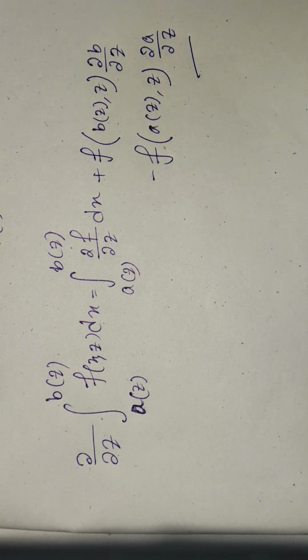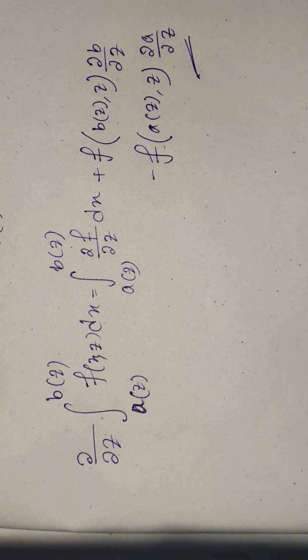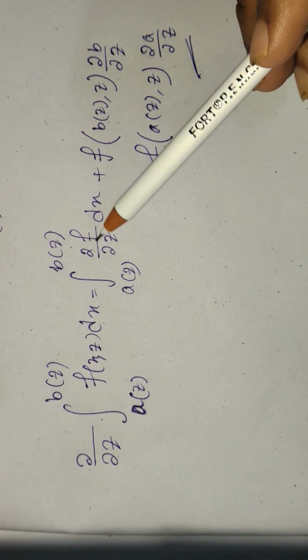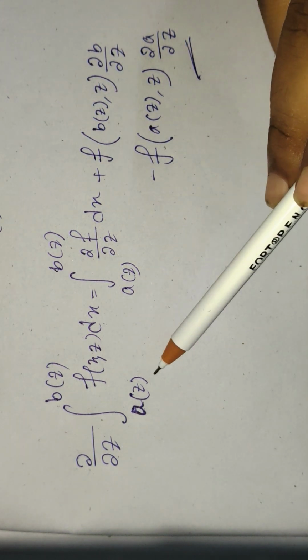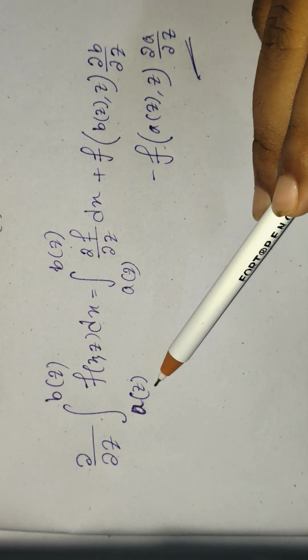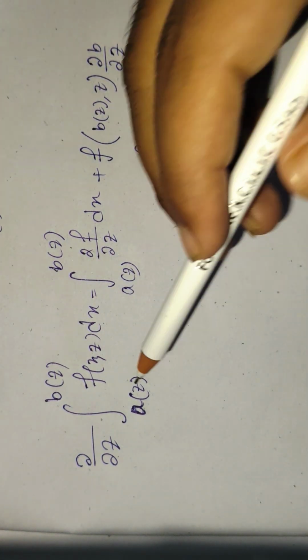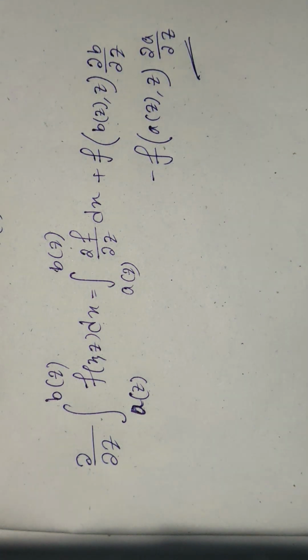Using this formula, you can easily solve any kind of question, and you will face two kinds of question. First, using this formula you can easily solve, and the second is where you have to use the Feynman trick, and in the next video I will talk about the Feynman trick. So first of all, let's talk about this formula. You can see this is the formula, and this is the function of x comma z which is given, and the limits are in the form of a(z) and b(z).